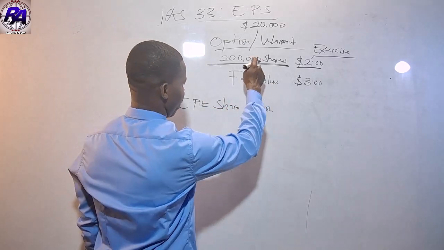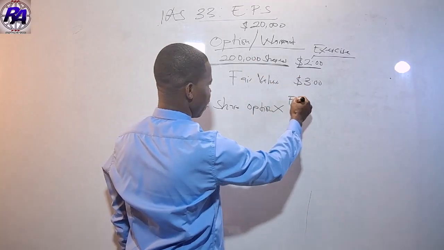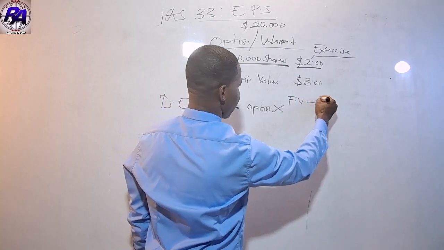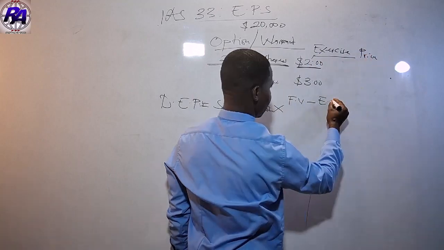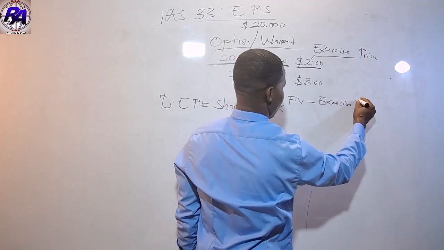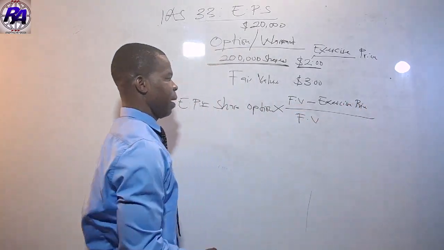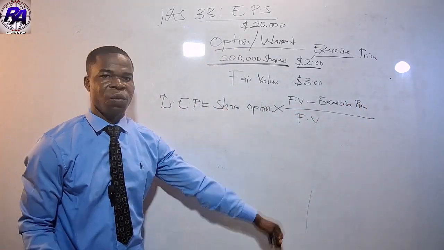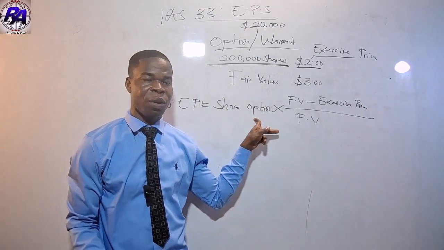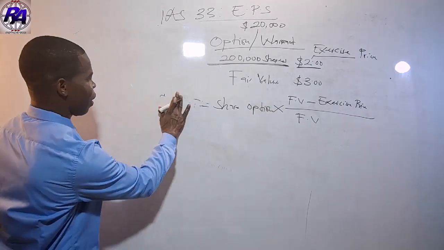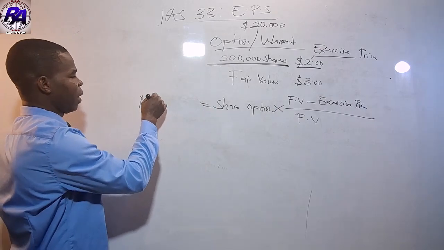So in this question, it's going to be 200,000 times the fair value of the share minus the exercise price, all divided by the fair value. Like I said, the exercise price is the one that is subtracted. Once you've done this, this is going to give us our notional shares.